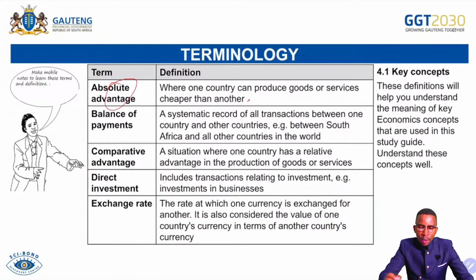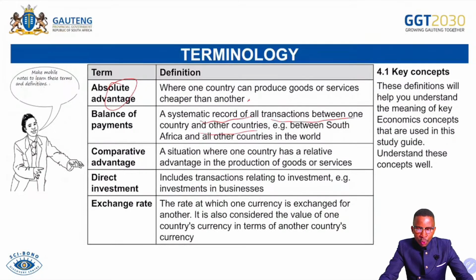So that means the country that is producing more, given the same resources, has an absolute advantage. Balance of payments, we call this a systematic record of all transactions between one country and other countries, e.g. between South Africa and all other countries in the world. So if we talk of BOP, remember we focus on the transactions that are systematically recorded for the inflow of currency and the outflow of currency. So when we receive different currencies from different countries in the world that we are trading with, and our currency leaves the country, going to different countries where it pays for different transactions.